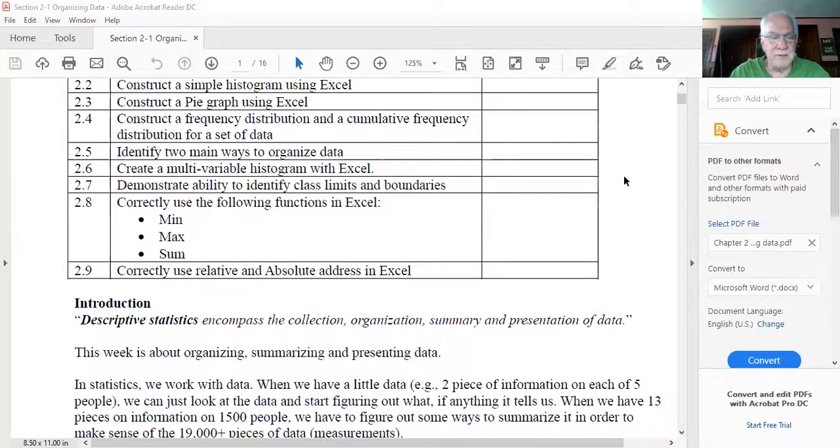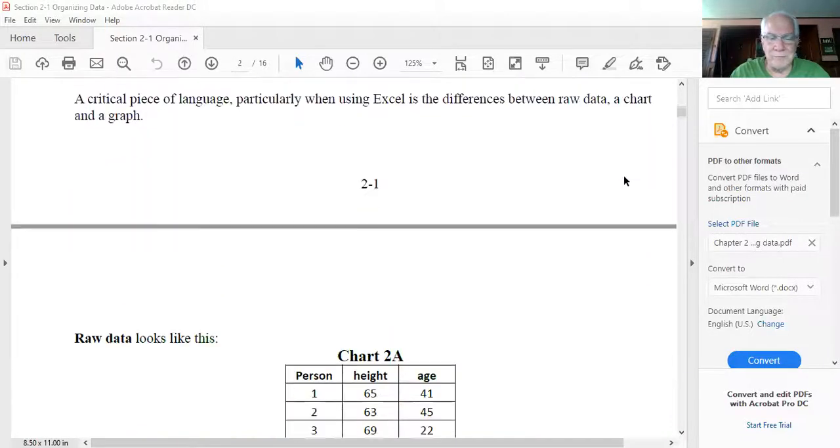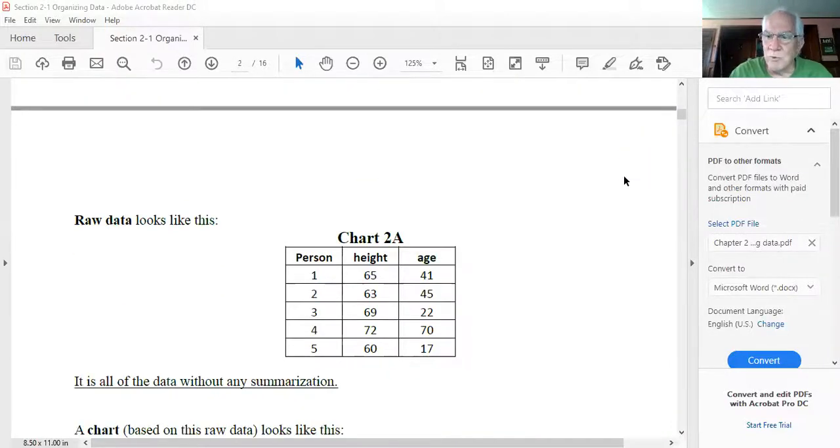Let me start with the first thing, which is the difference between raw data, charts, and graphs. Let me start here with a bit of an apology.